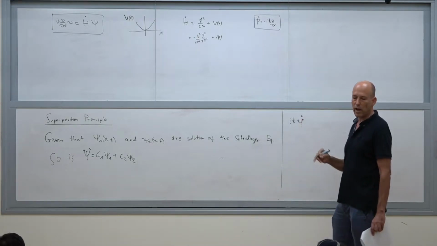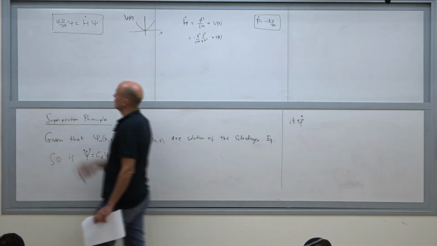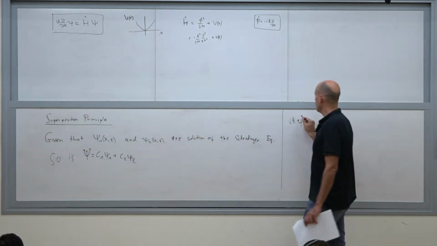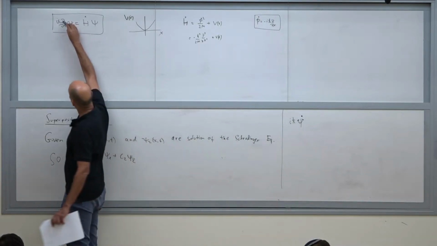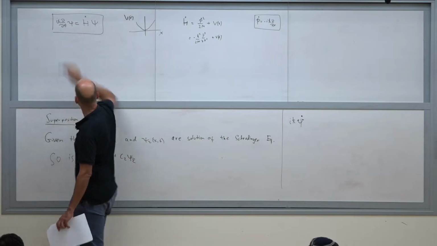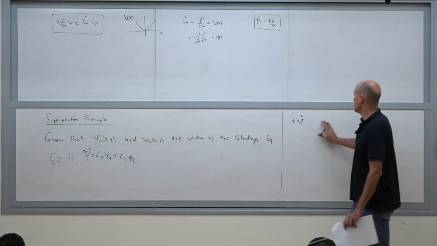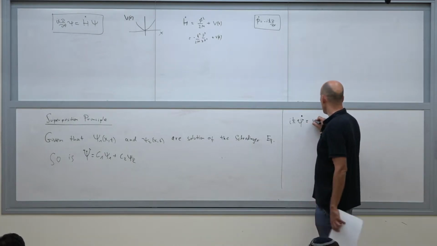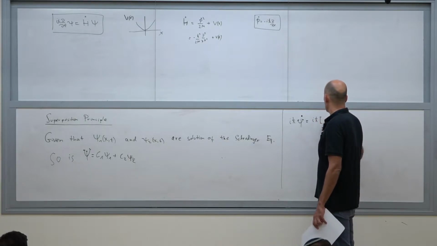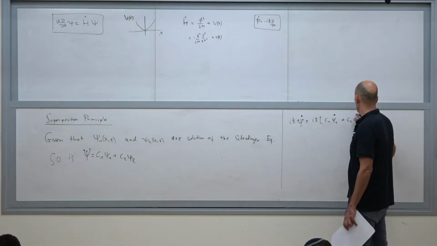So I need to take iħ times the big psi, the sum of the two. This dot is the derivative in time, which is the same thing as d over dt, just a shorter notation. Dot is much better than d over dt: here you have 4 symbols, here I have 1. So this is a good symbol, dot. It's a time derivative. This is equal to iħ (C1 psi1 dot plus C2 psi2 dot).